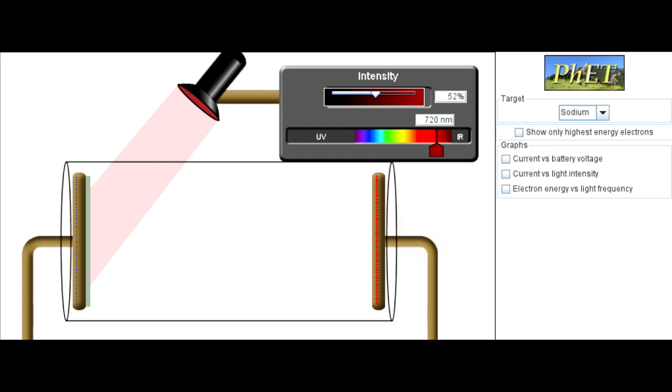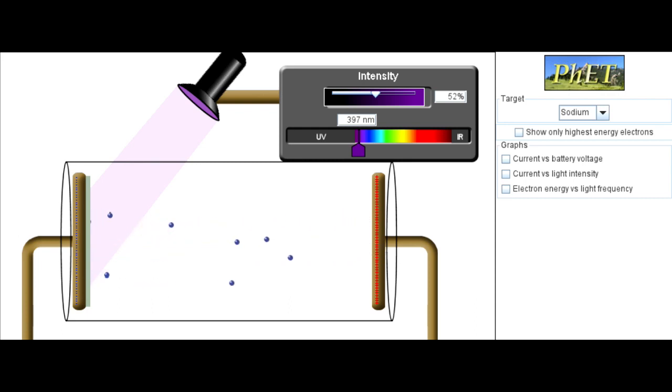There are no electrons leaving the piece of sodium, and that's not surprising considering that in the last segment we talked about how each individual metal has a minimum threshold energy or a specific type of light that gets the photoelectric effect started. So if I take this slider and I start to shorten the wavelength, in other words, increase the frequency and energy of this light, I will eventually get to a place where electrons start to move and the photoelectric effect is happening and working.